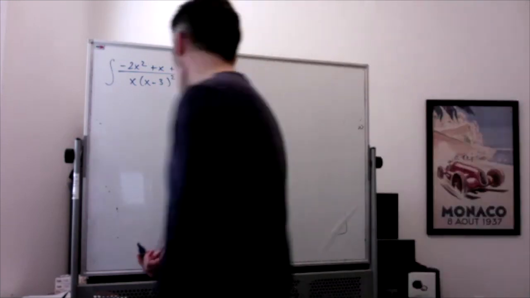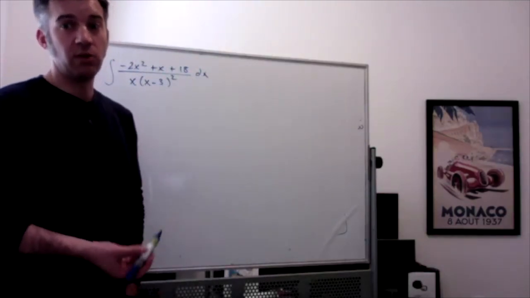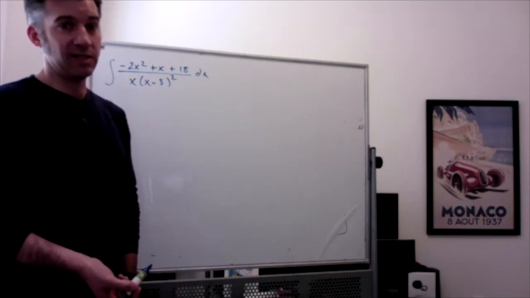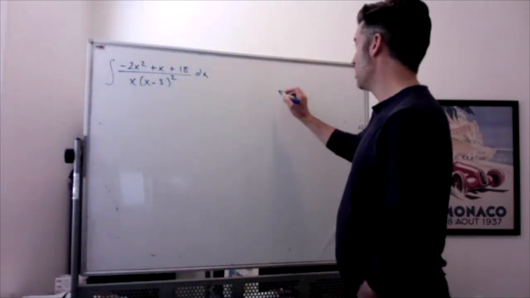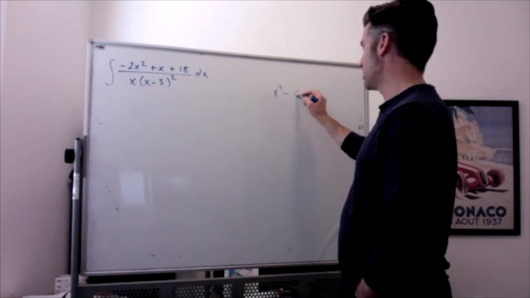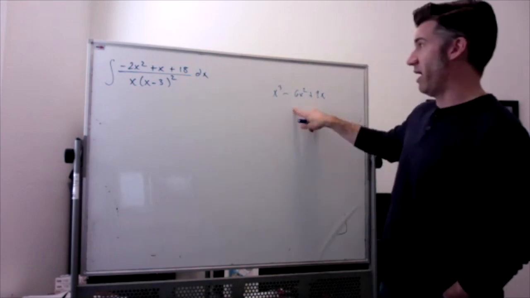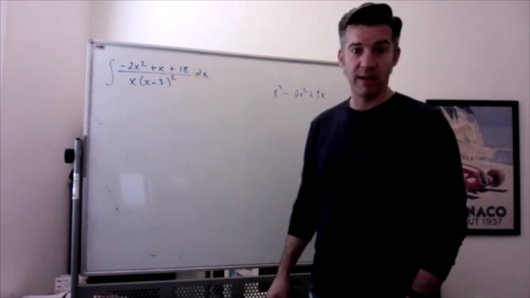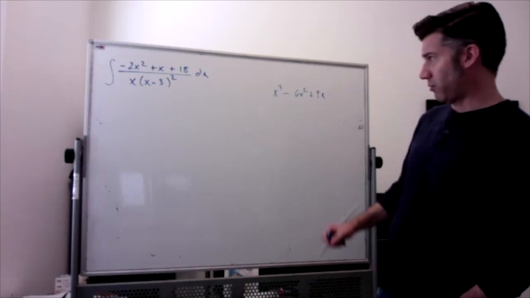If you really wanted to check, I don't think we need to, but you could multiply out the bottom and see if it would be a u sub. It's not. If you multiply out the bottom, it's going to be x cubed minus 6x squared plus 9x. And the derivative of that definitely is not a multiple of the numerator in any nice way. I'm pretty sure it's not.